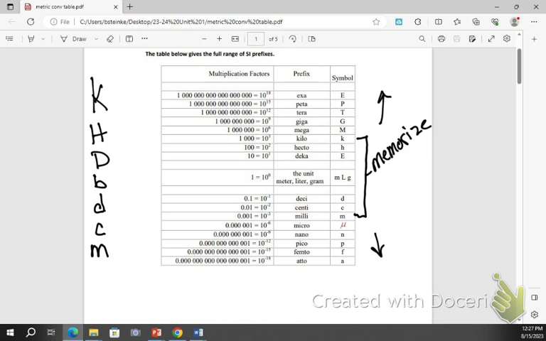So kilo, hecta, deca, your base unit. Remember all those base units? Everyone remember the base units? The big ones: gram, liter, meter. Deci, centi, milli. Why are the bottom three lowercase?